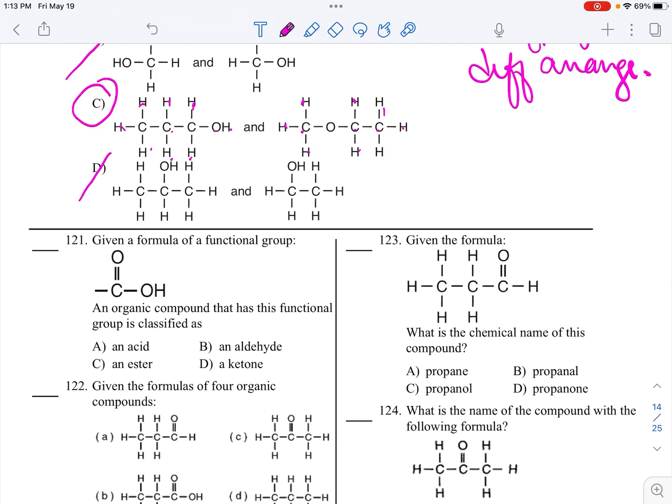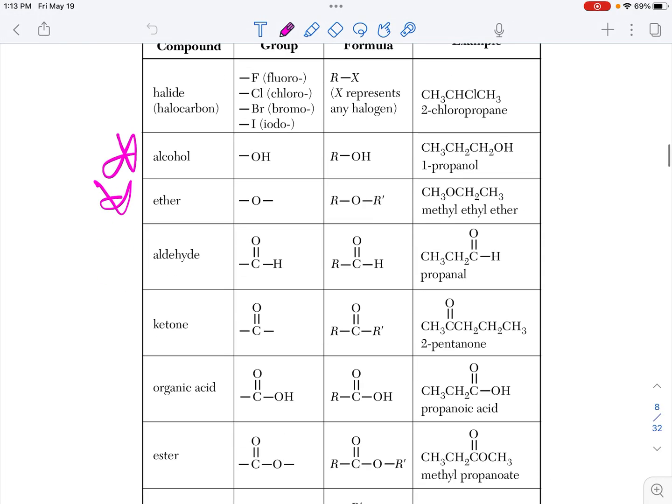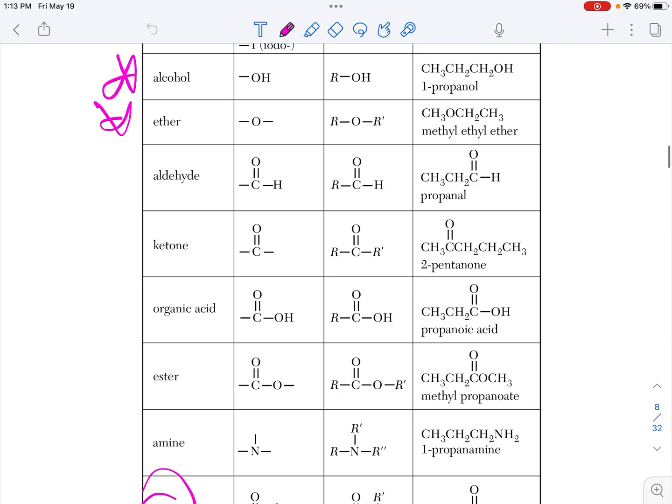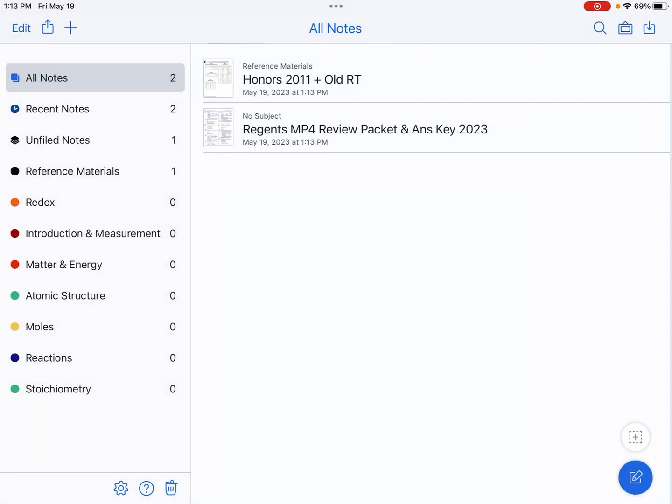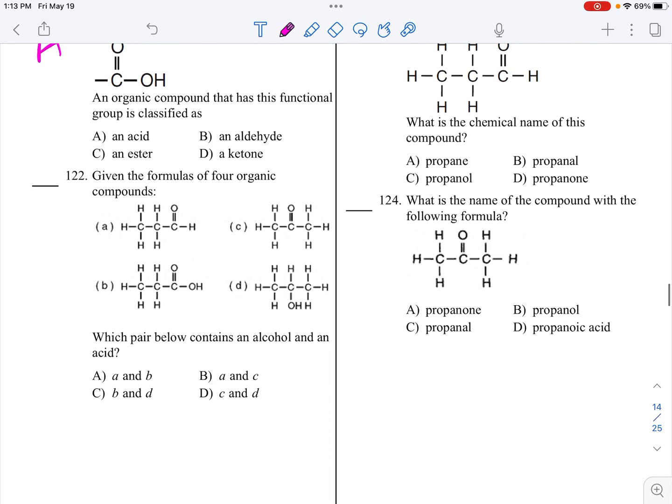Looking for this functional group, go back to this. C double bond to an OH is an organic acid, which it just says acid. Don't get confused by that. Which pair is an alcohol and an acid? Again, I'm not going to flip back and forth to the reference table, but if you look here, we're looking for an alcohol. Alcohols have just an OH group, just an OH group. So this is an alcohol.